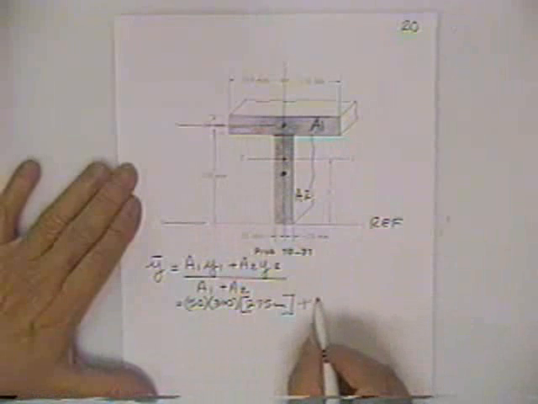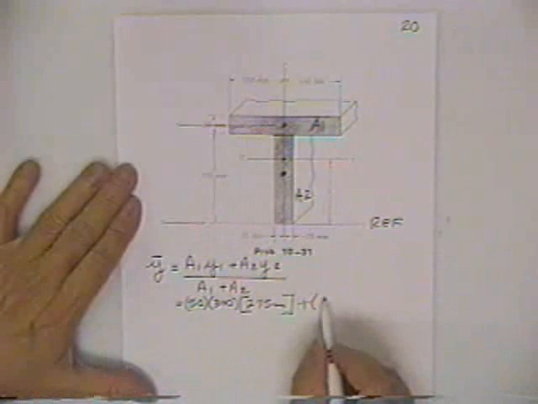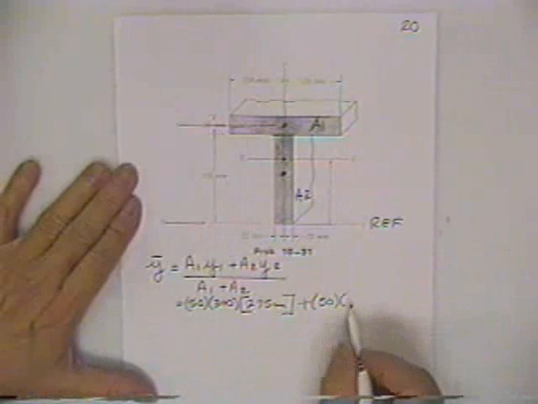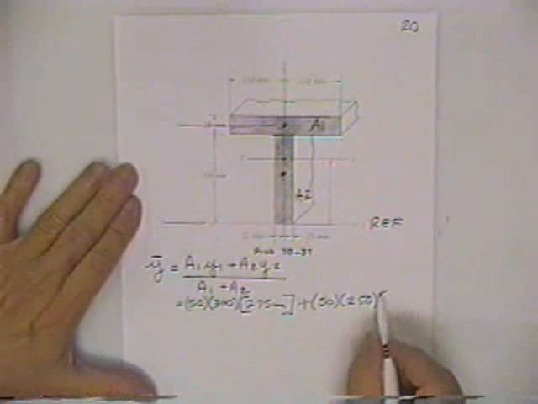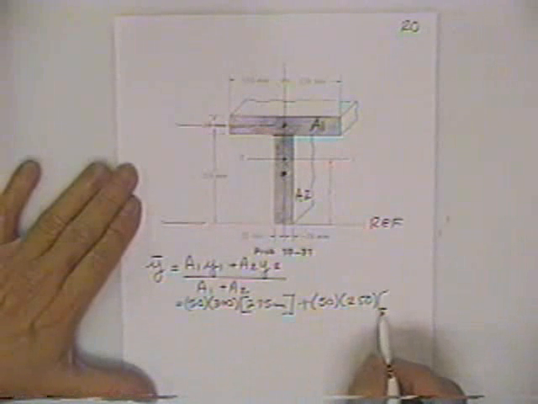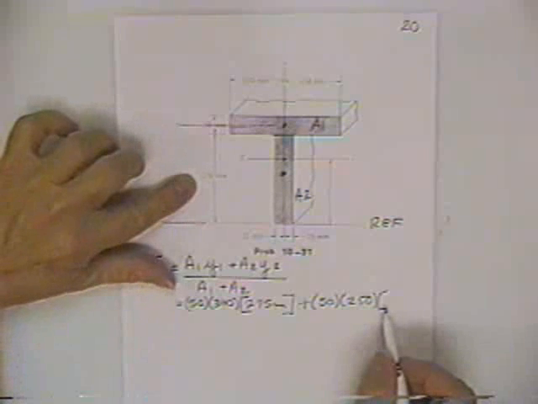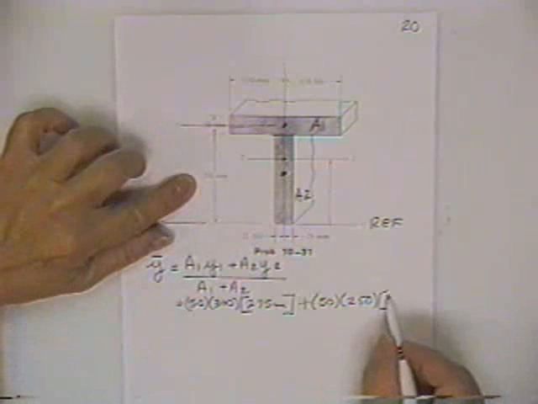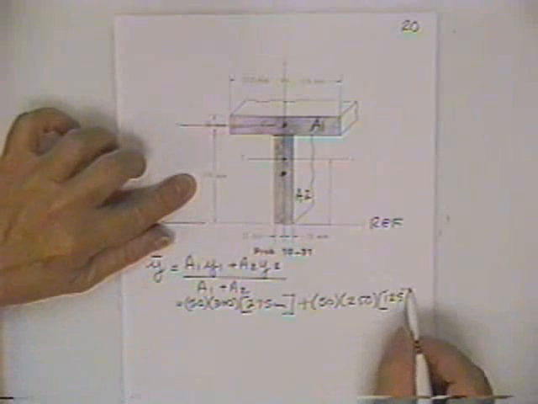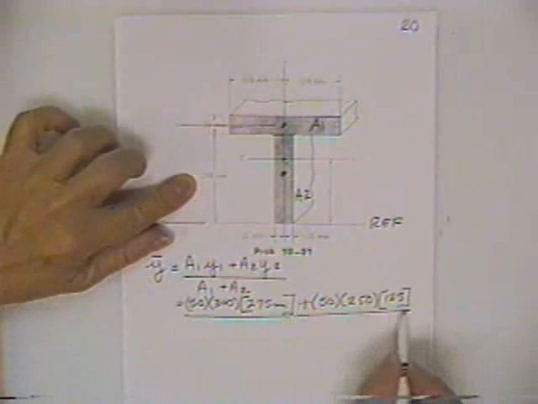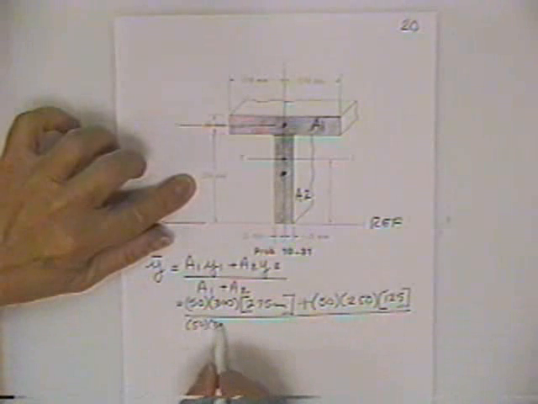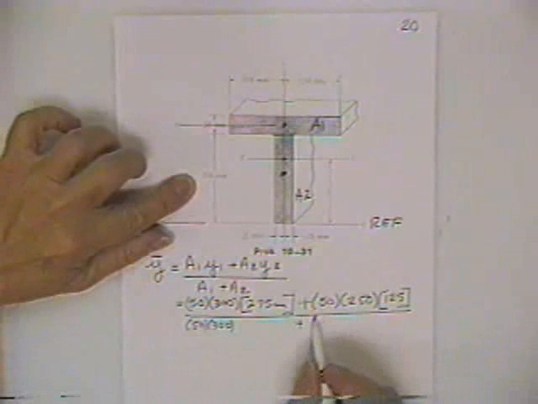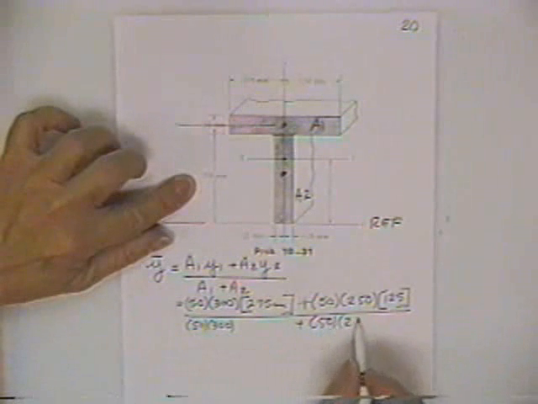Then there's some more. Area 2 is 50 millimeters wide. It is 250 millimeters deep, and its own personal centroid is halfway up this 250 dimension, which is 125. Then you divide by the sum of the areas, which is already written down, so that's no problem, plus 50 times 250.